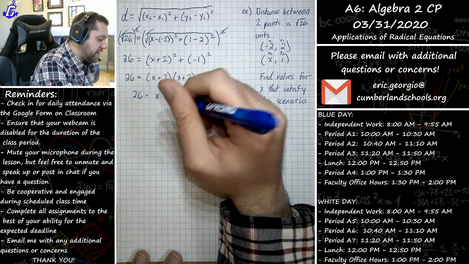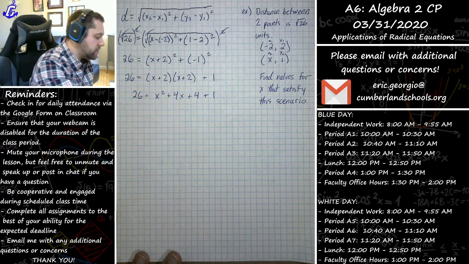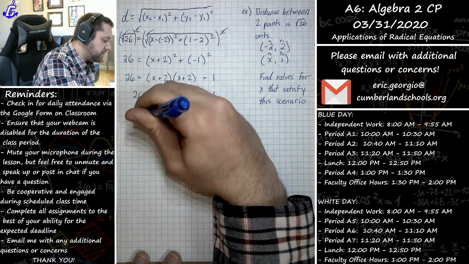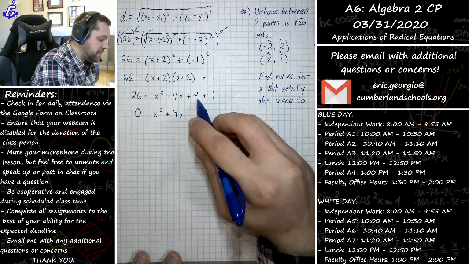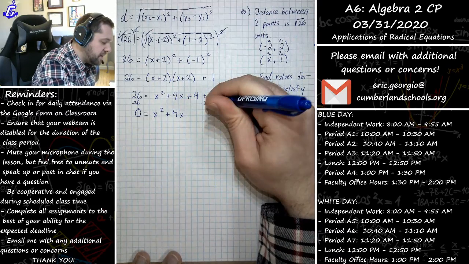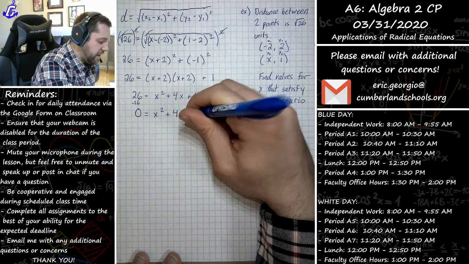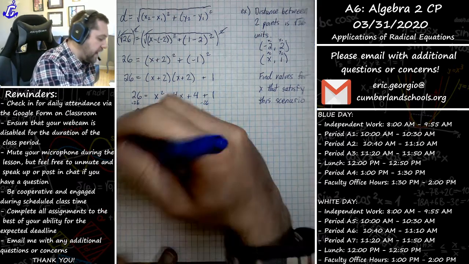But before you factor, again, we need to set equal to 0. So I'm going to take this 26. I'm going to move it over to the other side. That gives me 0 is equal to x squared plus 4x. This comes out to be 5. We're now subtracting 26 from both sides. So 5 minus 26 is what? Negative 21, I believe. Now we just go ahead and factor.